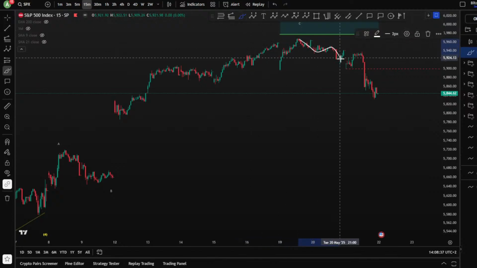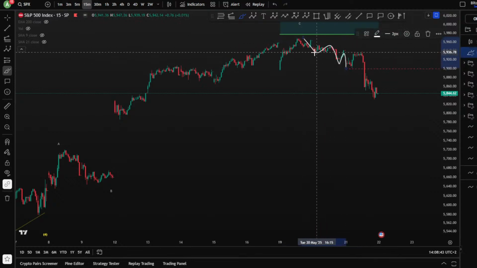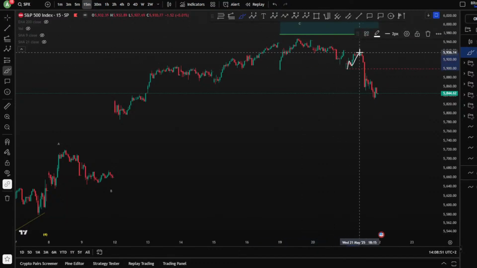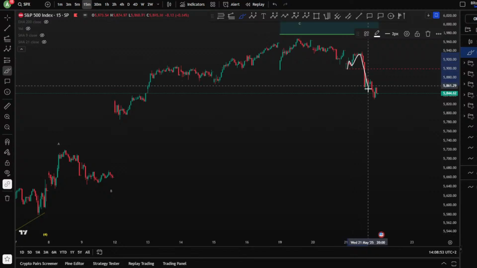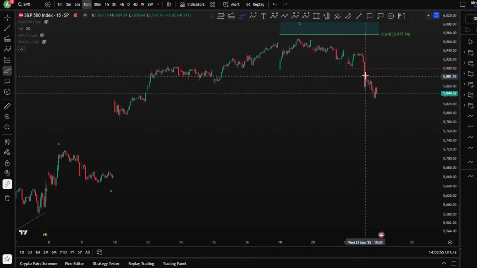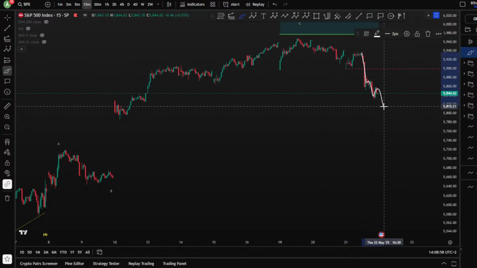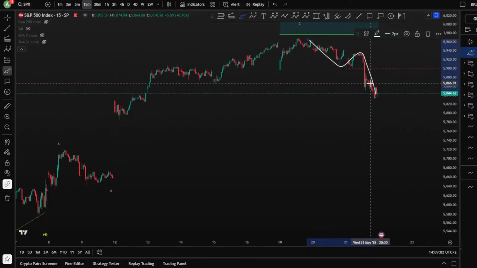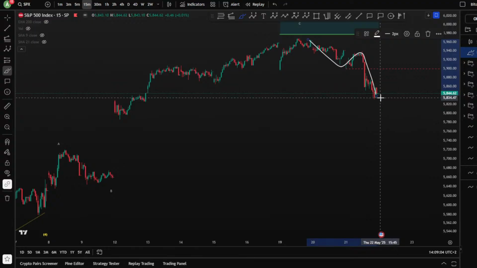I don't like it so much. 3, 4, and a 5. Okay, it can be. Let me draw it again. Okay, it can be a leading diagonal. All right, so the possibility is there. We have ABC and then a massive drop toward the downside. So we have to be careful that this ends up, for example, in an impulse, but finishes an ABC zigzag. All right, so we also have to be careful with this one.